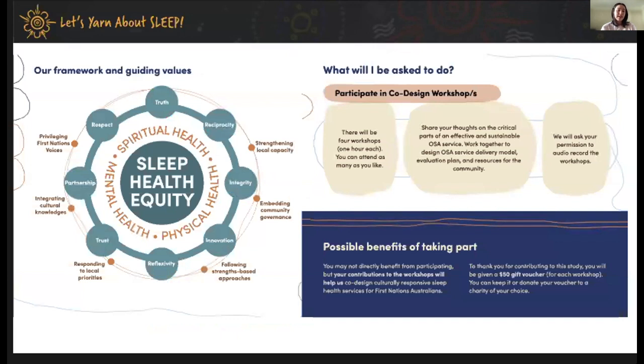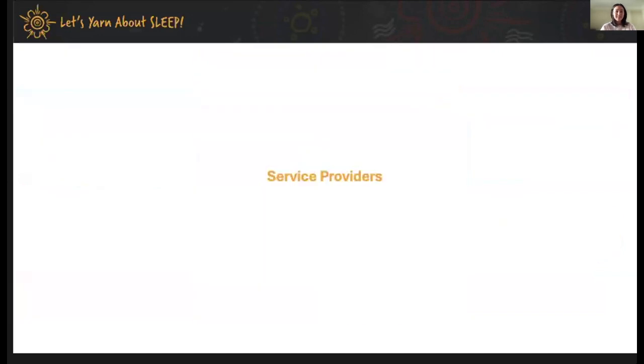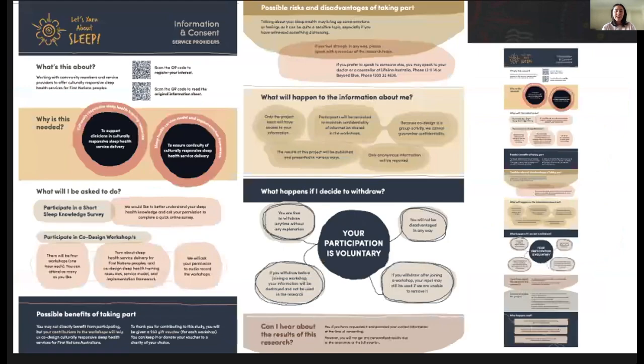And so you can see that we provide an outline of how we like to conduct our research, but also addressing topics like what will I be asked to do, possible benefits from taking part, possible risks and disadvantages of taking part, what will happen to information about me, what happens if I decide to withdraw. You can see all the text has been significantly reduced and written in plain English, getting rid of any academic language that has the potential to disengage participants. And so the service provider maps follow a similar layout and language as well.